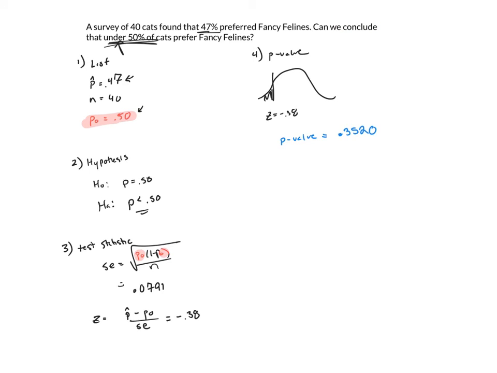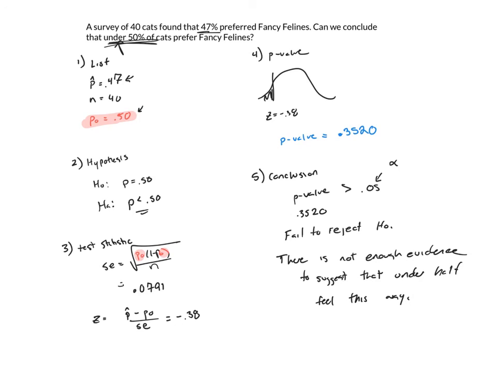Now that I've got my p-value, the next step is to reach my conclusion. Remember, I always compare my p-value to 0.05, what's called my significance level, or alpha. In this case, my p-value is 0.3520, which means my p-value is bigger than 0.05. If my p-value is bigger than 0.05, that means I'm going to fail to reject. It means there's not enough evidence to suggest what I'm trying to prove. In this case, there's not enough evidence to conclude that under 50% of cats prefer this.